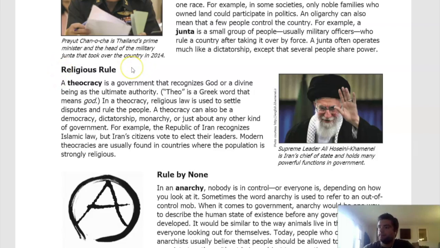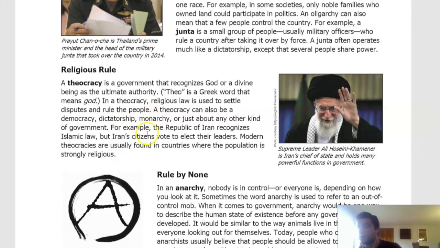Religious rule. A theocracy is a government that recognizes God or a divine being as the ultimate authority. Theo is a Greek word that means God. In a theocracy, religious law is used to settle disputes and rule the people.